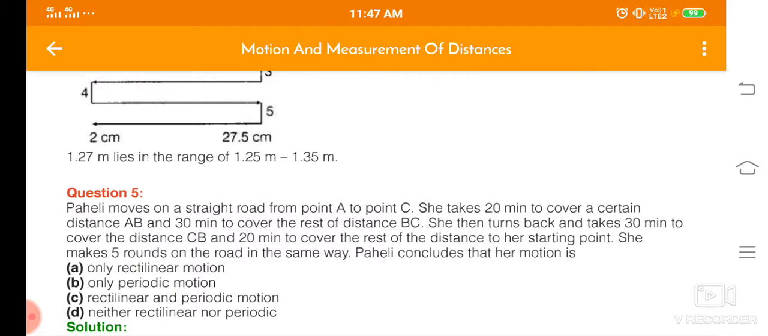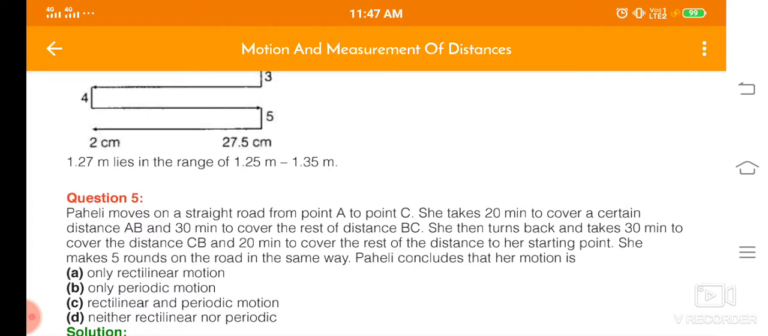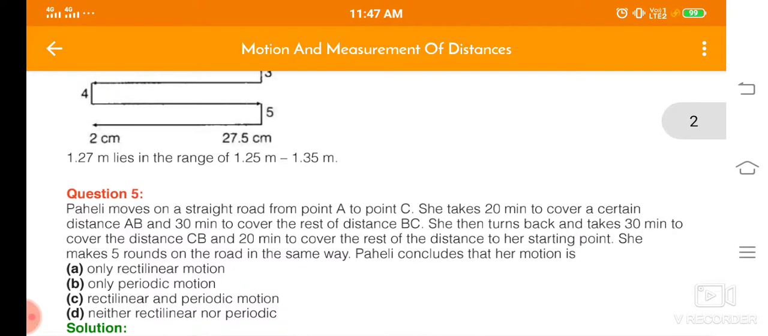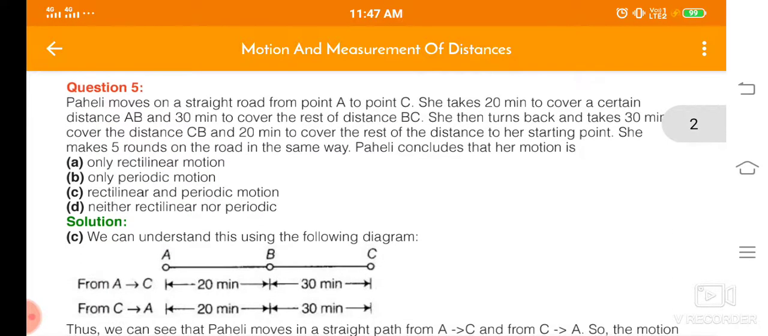A, only rectilinear motion. B, only periodic motion. C, rectilinear and periodic motion. D, neither rectilinear nor periodic. Neither and nor means it is neither rectilinear nor periodic. So answer is C, rectilinear and periodic motion.